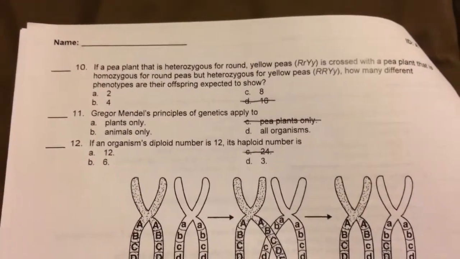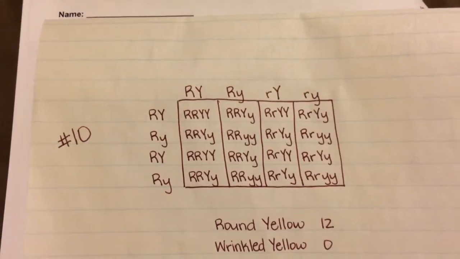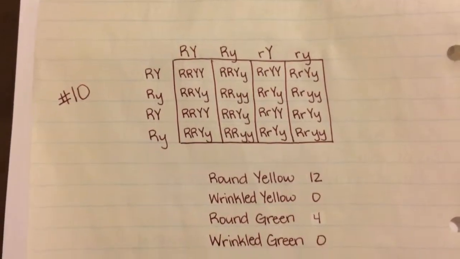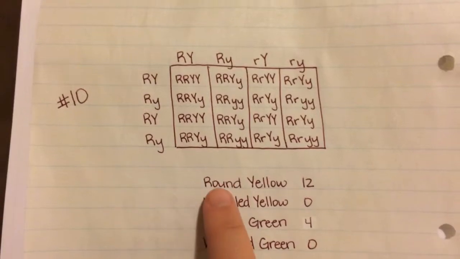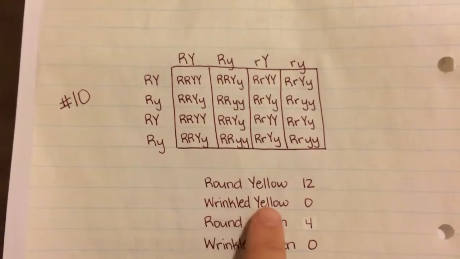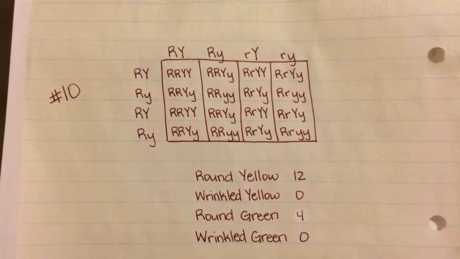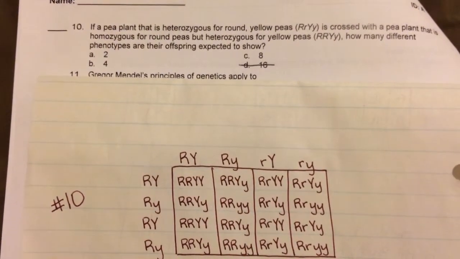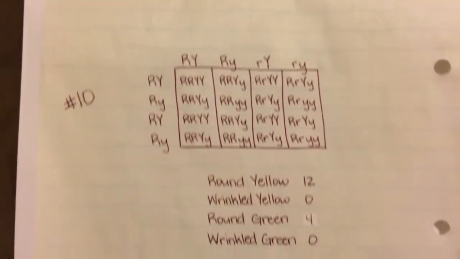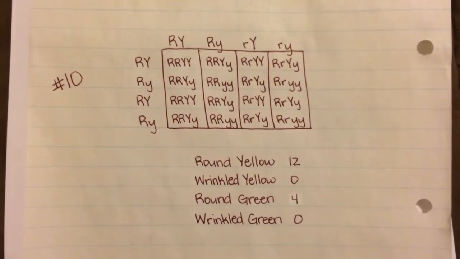And number 10, that is what the Punnett square would look like. And then I did a table to show how many came up round and yellow, wrinkled and yellow, round and green, and wrinkled and green. So when the question asks, how many different phenotypes are their offspring expected to show? How many different phenotypes did we see from doing the Punnett square?